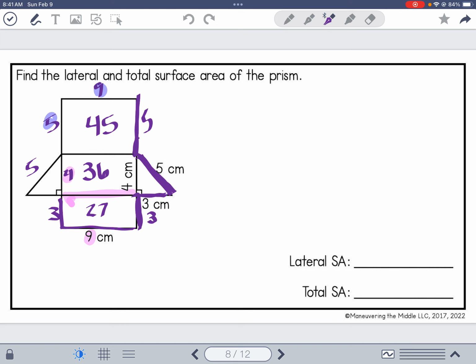All right, so here we go. The lateral, I'm going to add those 3 together. And when I add those 3 together, I get 108 centimeters squared.